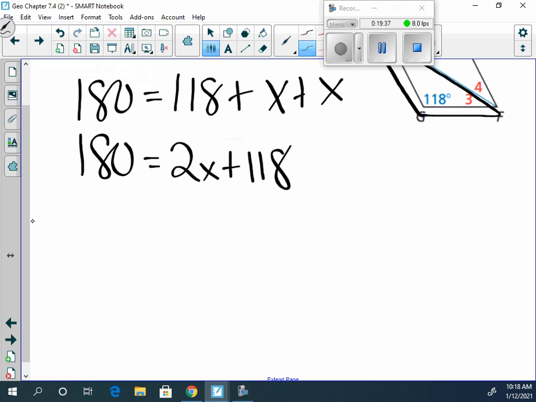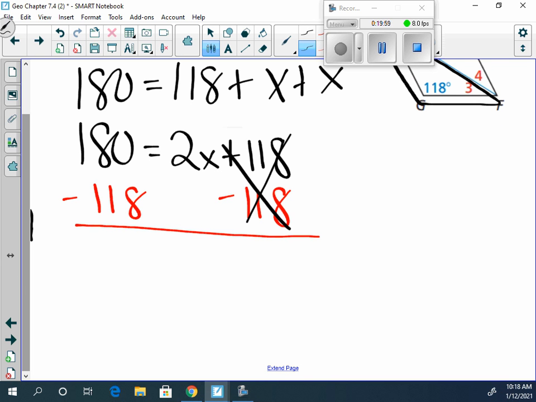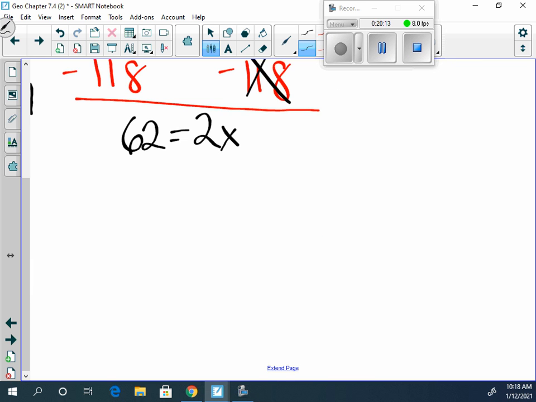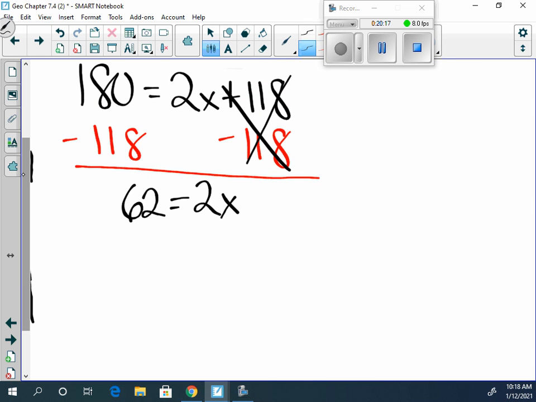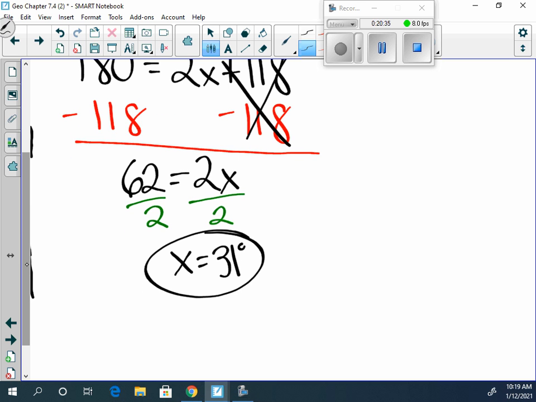Now we just need to solve for the value of X. And once I get the value of X, I will actually know angles 1, 2, 3, and 4. Well, the first thing we need to do is what? We need to subtract 118. When we subtract 118 from both sides, well, 118 minus 118, these will cancel. Gives me 2X. And 180 minus 118 will be 62. And last but not least, divide both sides by 2. And we get x is equal to 31 degrees. So the measure of angle 1, the measure of angle 2, the measure of angle 3, and the measure of angle 4 are all 31 degrees.